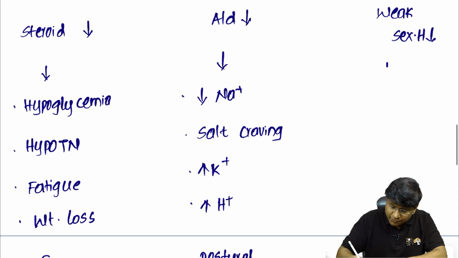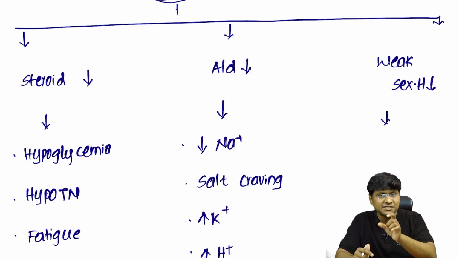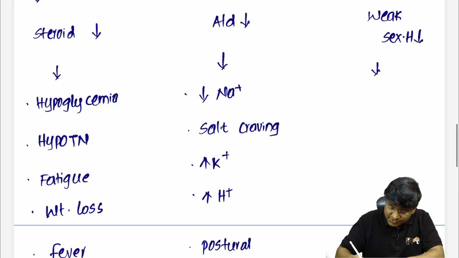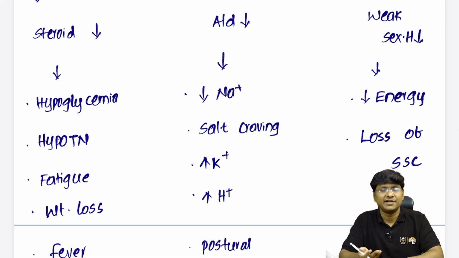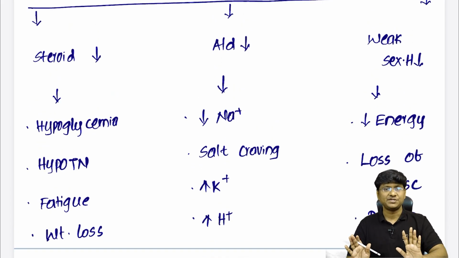Now, due to weak sex hormone deficiency, the features are mainly observed in females. So what features will you have in females? They'll have decreased energy, right? And they will be having loss of secondary sexual characteristic features, that is loss of axillary and pubic hair. And these patients will have dry and itchy skin, right? Dry and itchy skin. So these are the features that you will have due to weak sex hormone deficiency, right?